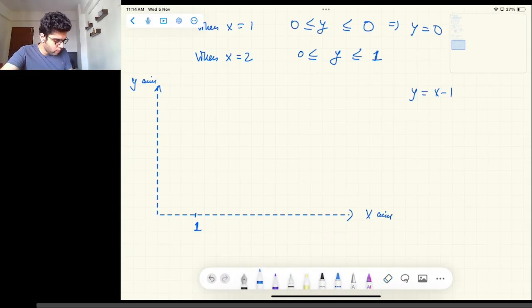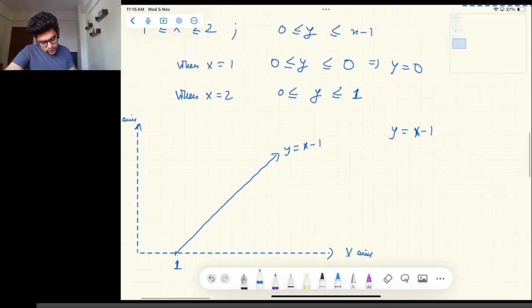This line will be somewhat like this, and the slope is positive, right? So this will be an upward sloping straight line, and this line is y is equal to x minus 1. When y is 0, x is equal to 1.